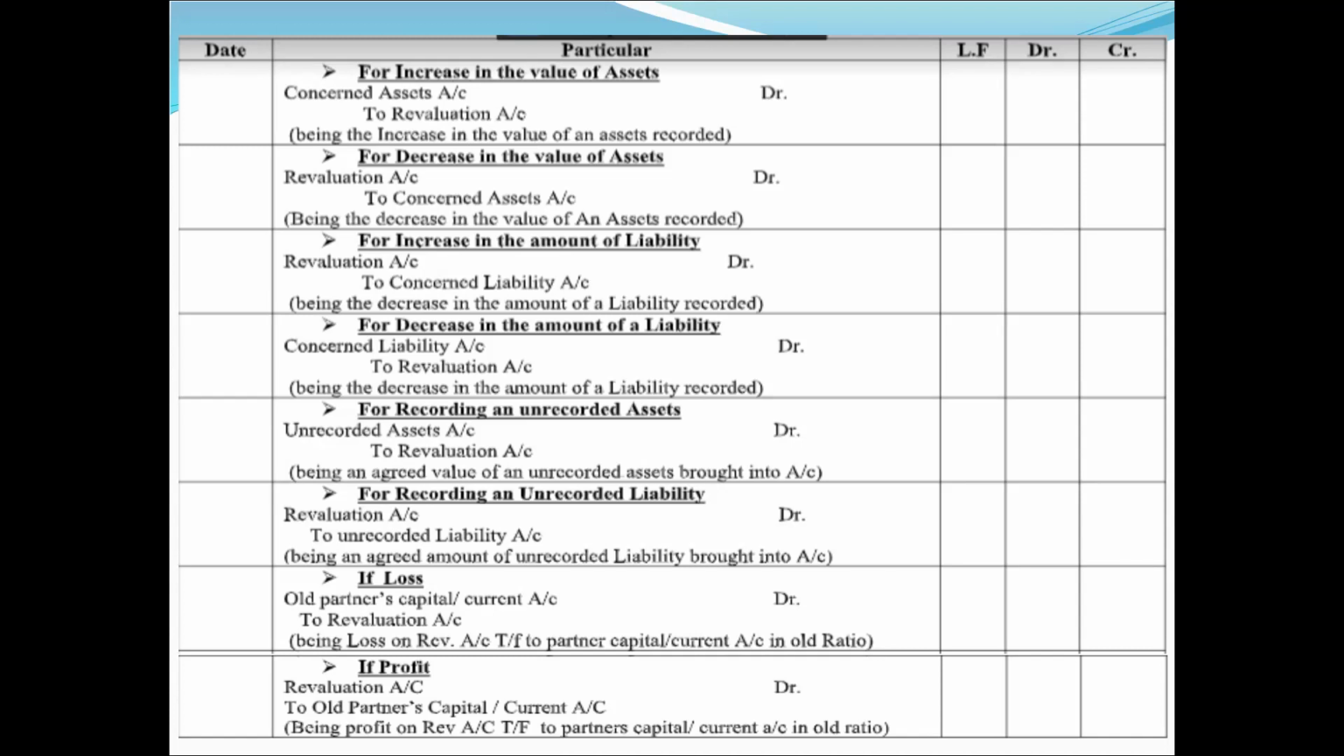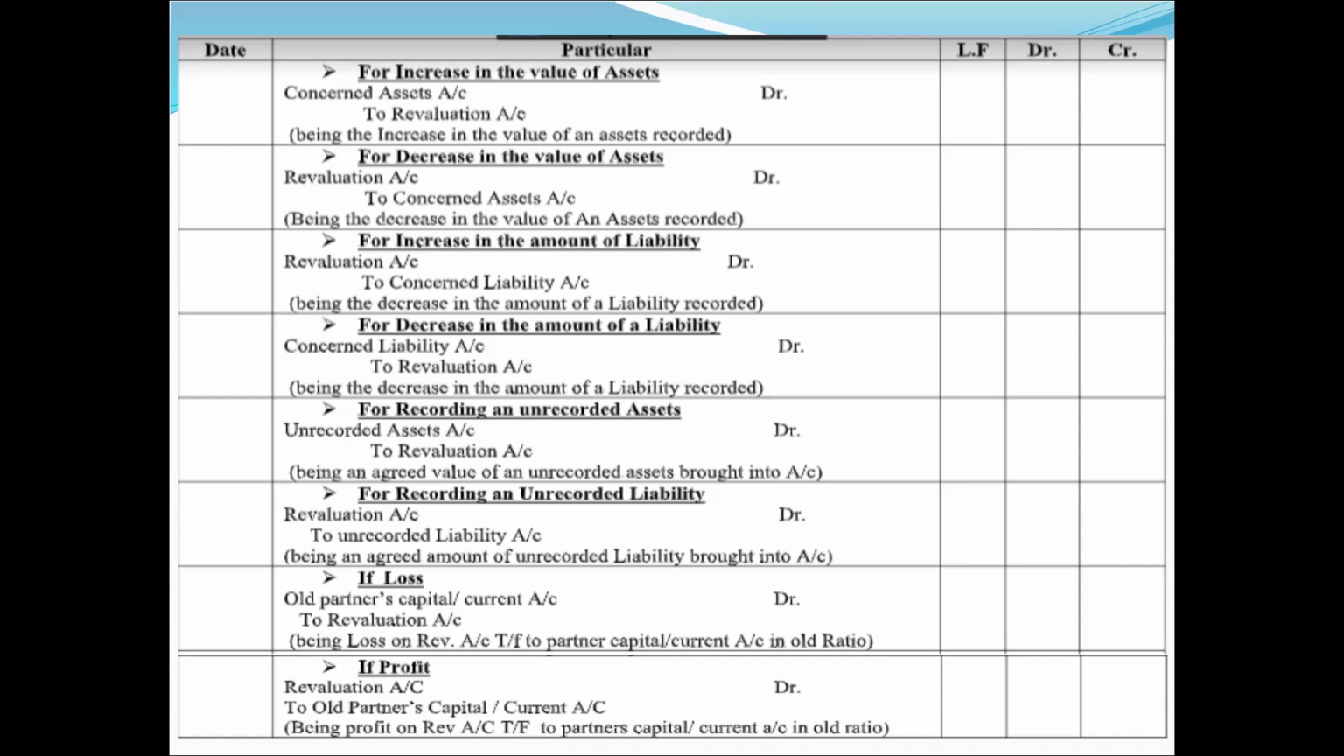So this is positive: unrecorded asset account debit to revaluation account. For recording an unrecorded liability, one liability arises newly. Under this situation, it is negative. So simultaneously, revaluation account debit to unrecorded liability.